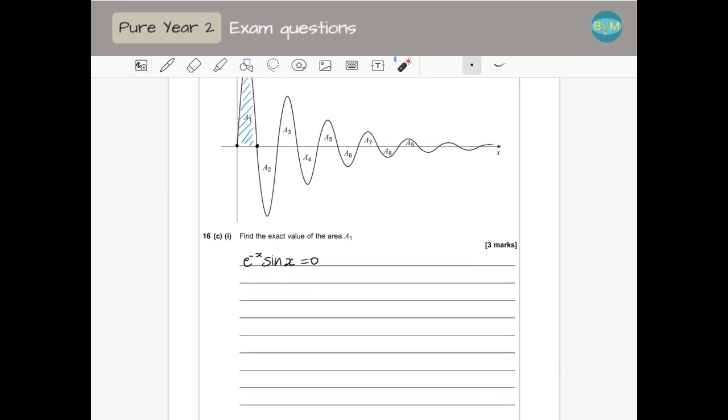It's a product. This cannot be 0. So what is going to be 0 is sine x. Sine x is 0 when x is 0, and it's this value here, and the next one is when x is 180 or pi.